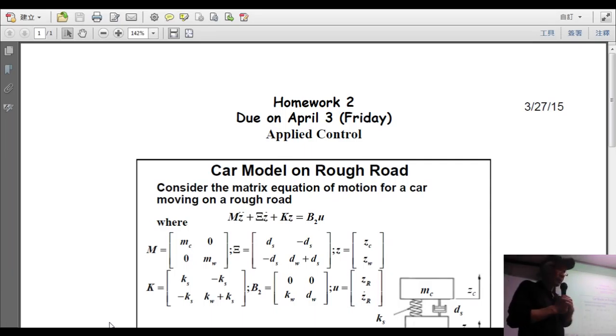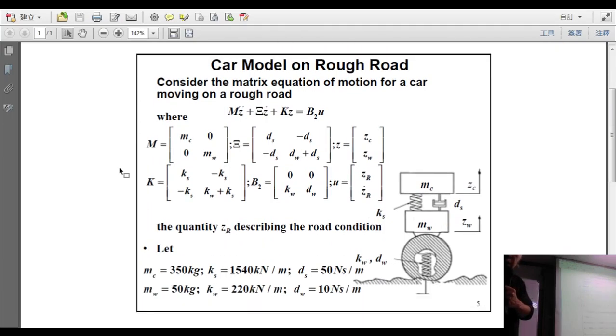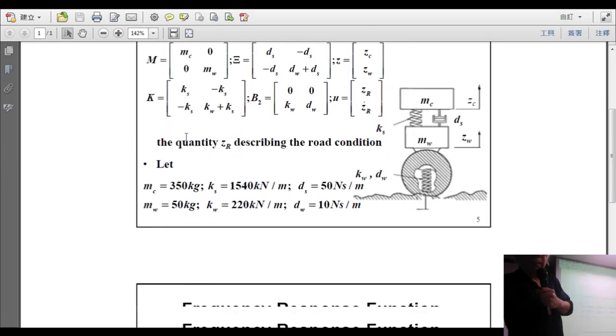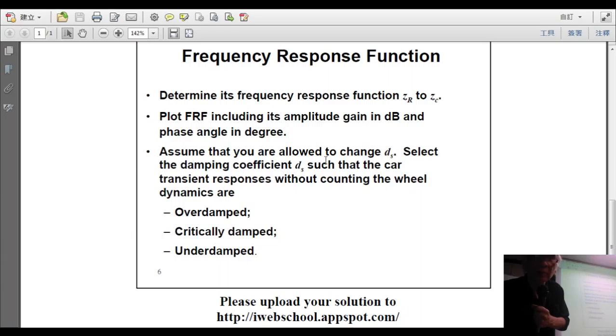Okay. Let us begin our class today. First of all, I heard from my assistant that you have some question about the homework. The homework, I believe, is to determine the frequency response function from Z_r to Z_c. No problem, right? Any problem? No? Okay. Only the second problem for the plot, I don't see any problem for that.